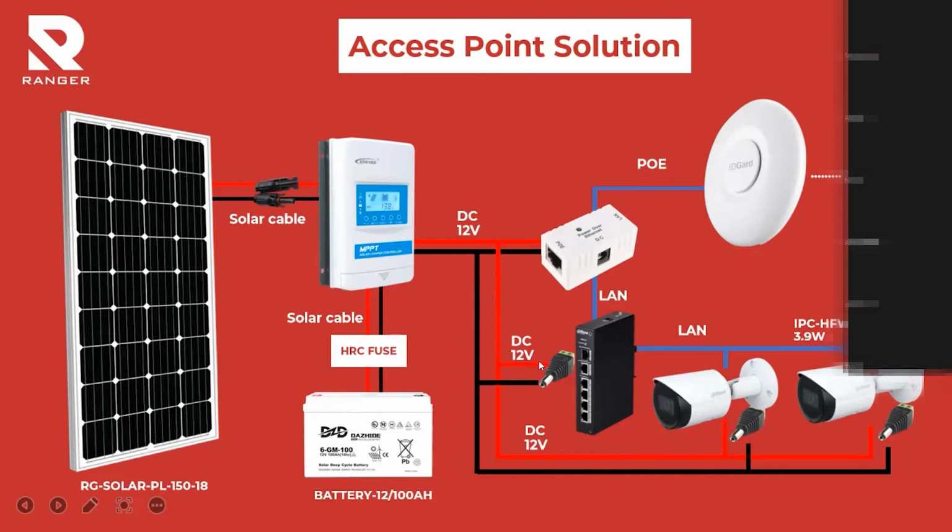The uplink of this network switch can be connected to this LAN of the PoE injector. For the camera, after it has been powered up by 12 volt DC, the LAN cable is connected to the LAN port at the network switch. So the recording of this camera can be sent through the AP to the main server, and the main server can monitor the view. Okay, so that is the access point solution.